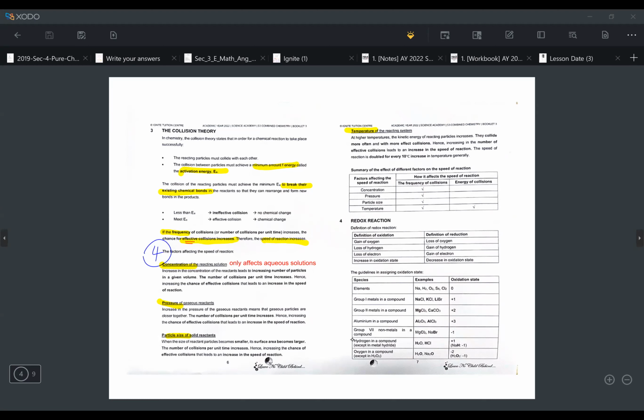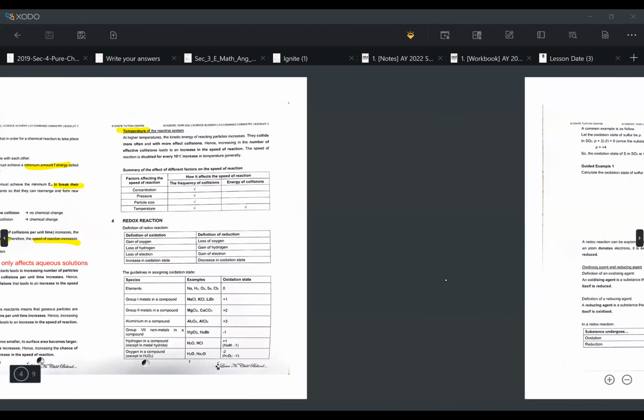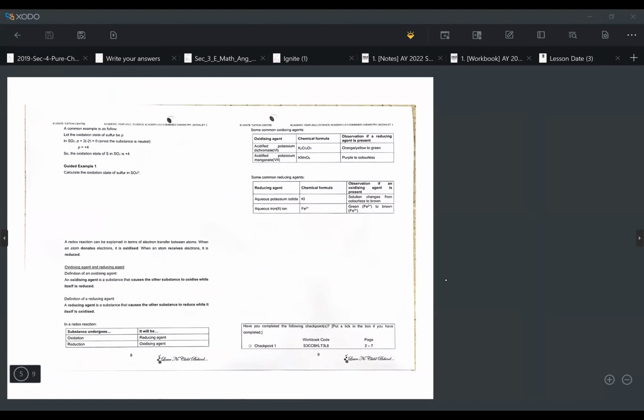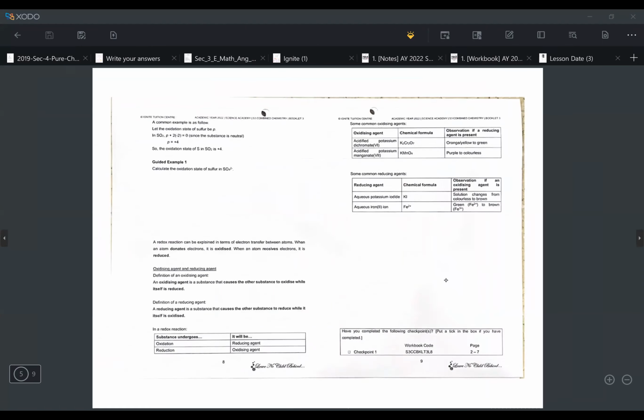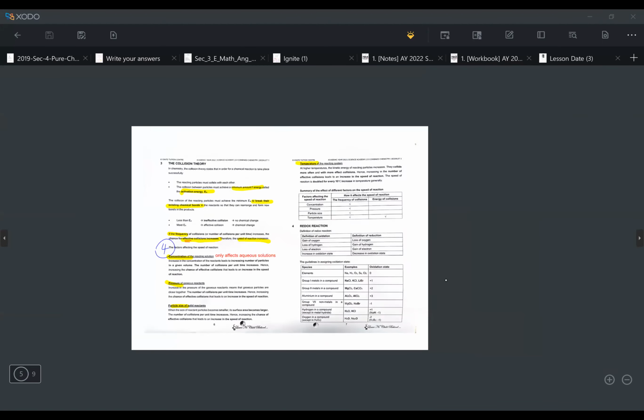You all can take out the last week worksheet first, because I will go through the part that I haven't gone through yet. Then we will do the worksheet for today. Okay.